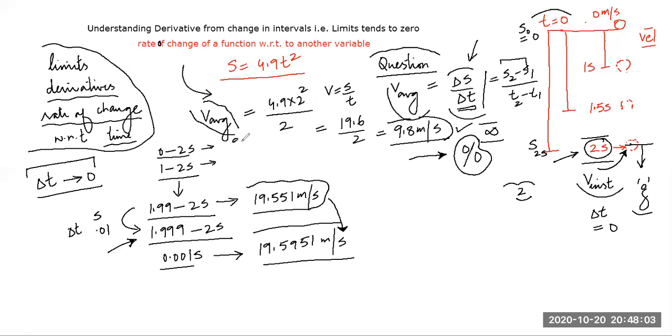It was like 9.8. Can any student tell me, fatafat, from 1 to 2, what was the velocity? From 0 to 2 seconds, it was 9.8 meters per second. From 1 to 2 seconds, what was the average velocity? Can any student tell me? 14.7 meters per second. You see that? Wow, how drastically the velocity changed.